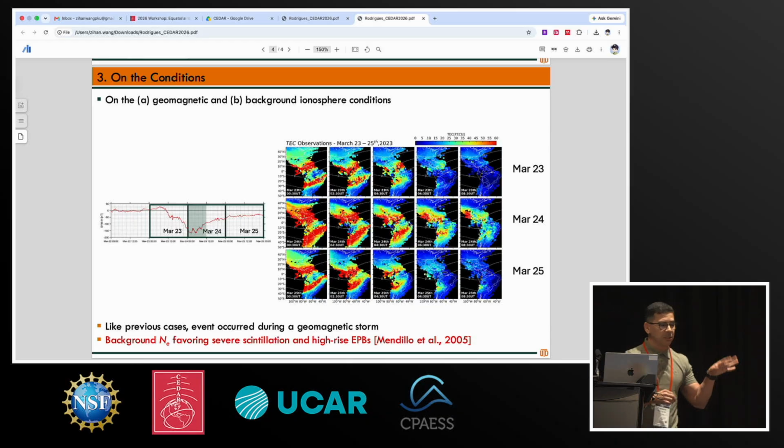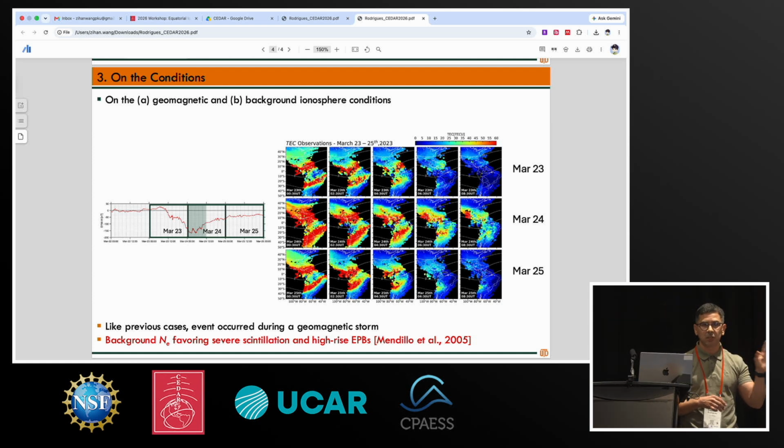My last slide is just to tell you the geomagnetic and ionospheric conditions associated with those. On the left-hand side, I have the Dst just to tell you this is associated with a geomagnetic storm like the other events that you've been presented in here, during the main and the recovery phase of that geomagnetic storm. What you have on the right-hand side are, in each row, TEC maps for 3 different days. The day of interest is the 24th, and you can see the densities on that day are much higher than the densities in the previous day and the day after. That gives you conditions for 2 things. It gives you the background density for a strong scintillation, and that's why we see severe scintillation in my measurements, but it also remains very high for several hours.